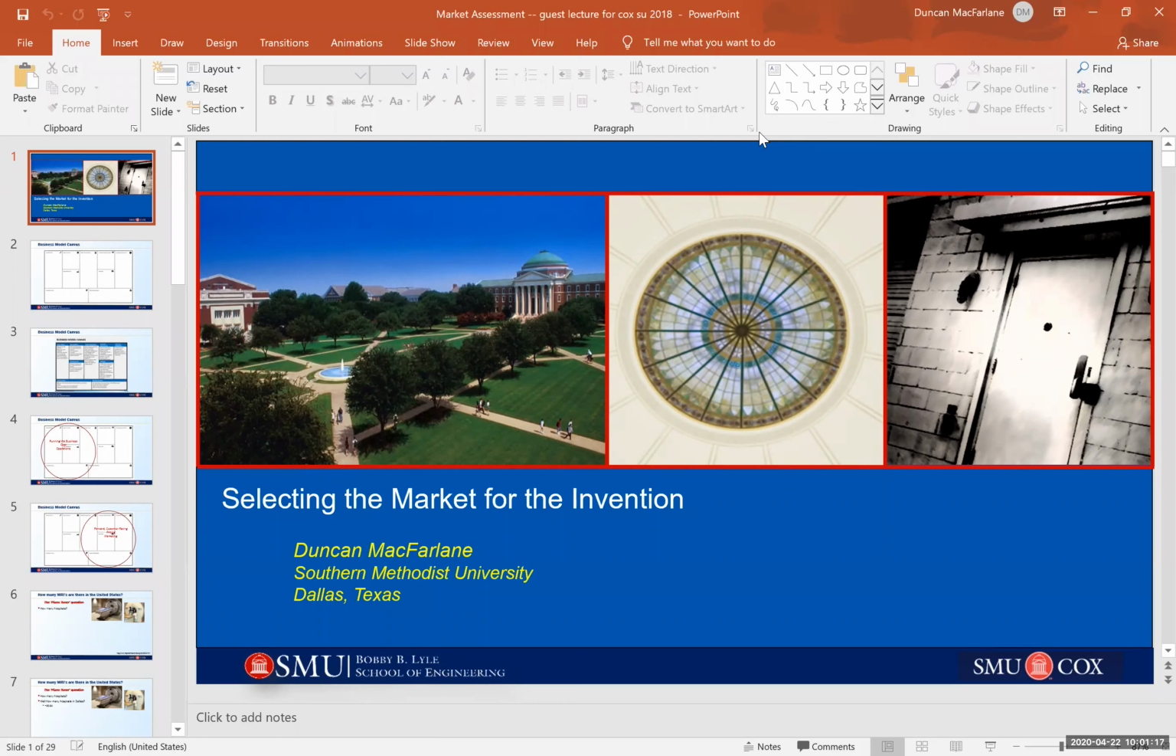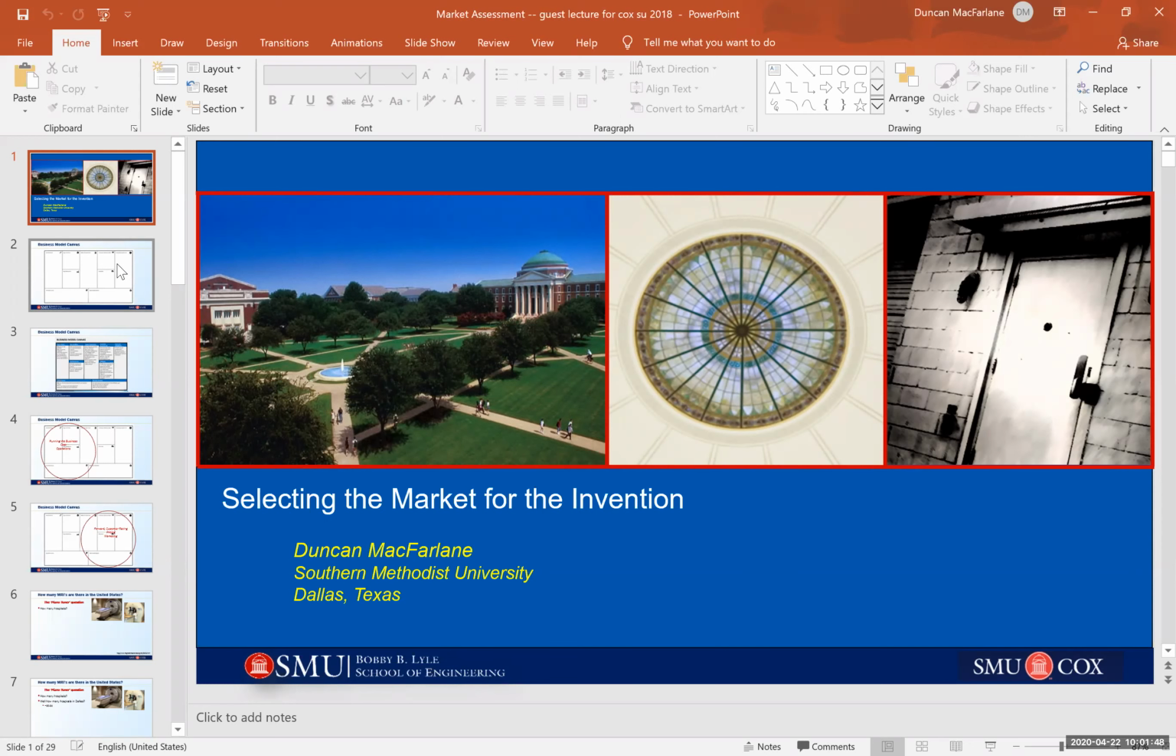You'll notice that I have both the Cox logo and the Lyle School logo on here. Part of my job is going back and forth between the two schools, and this set of slides came from the work in engineering entrepreneurship, and also an institute for technology innovation and entrepreneurship that I'm fortunate to run.